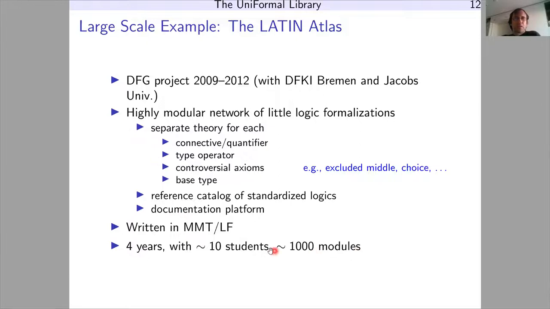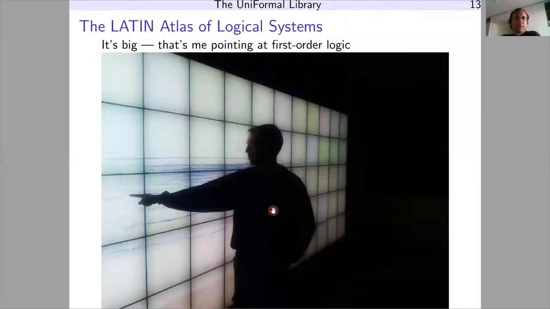We wrote about 1,000 modules. We used the Twelf logical framework then, the LF system, at the time still implemented in Twelf. By now, I've migrated the content to MMT. The Latin Atlas was huge. So I was very happy when we were in Paris once to have such a big screen so that I could actually, for the first time, see the entire atlas of the formalizations.